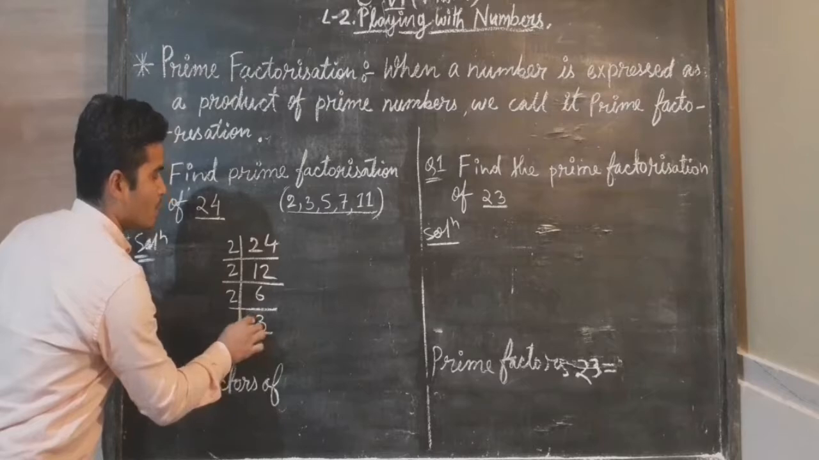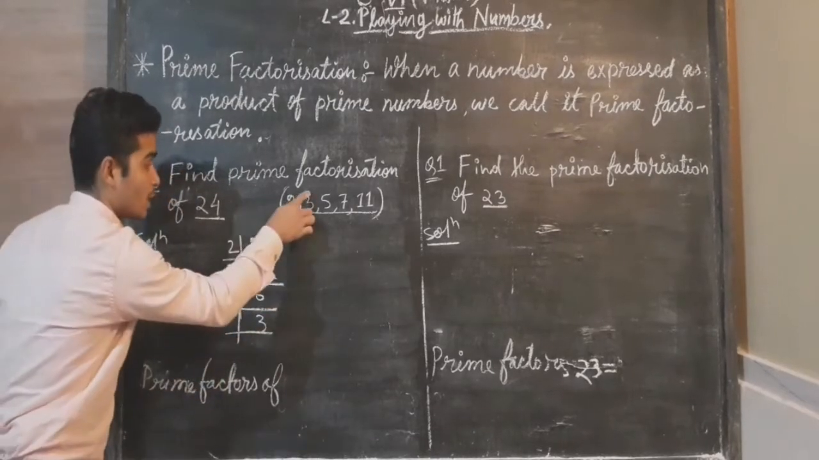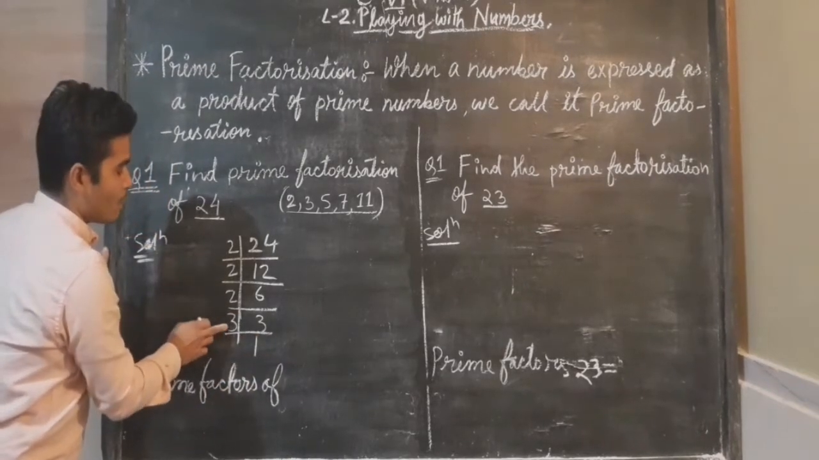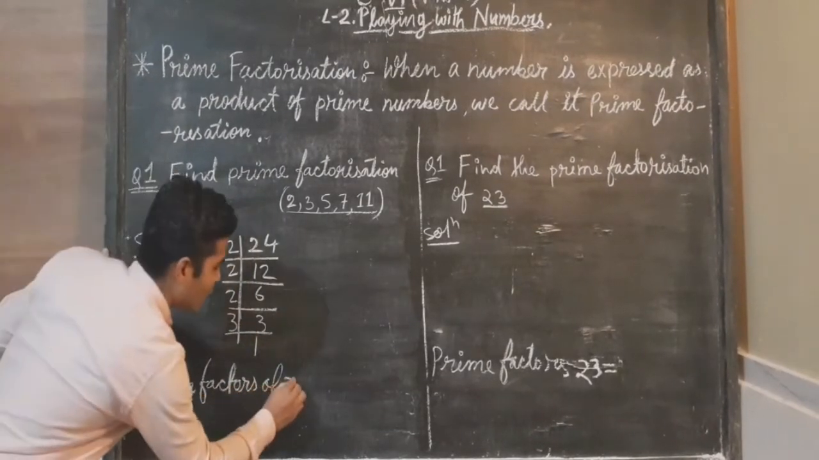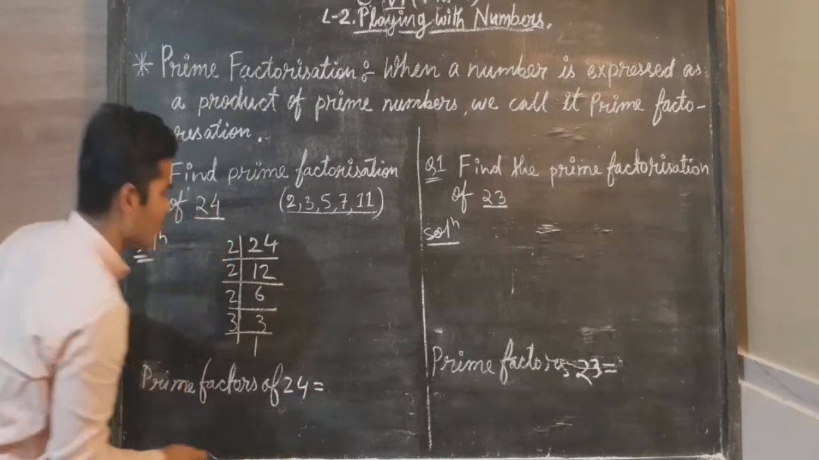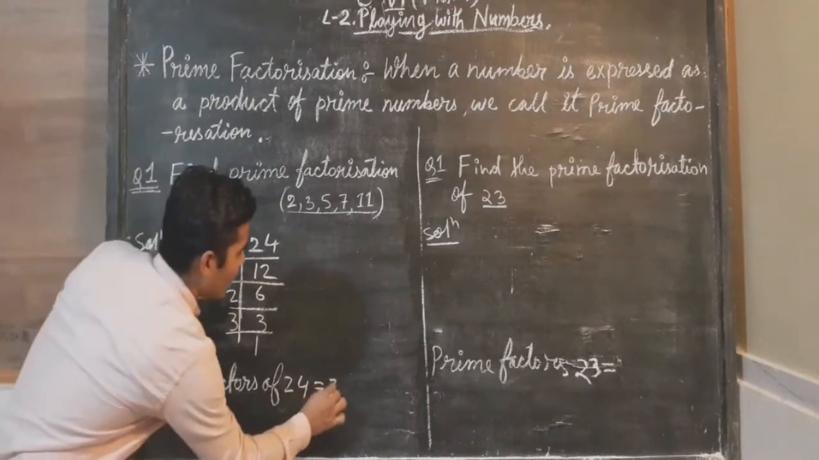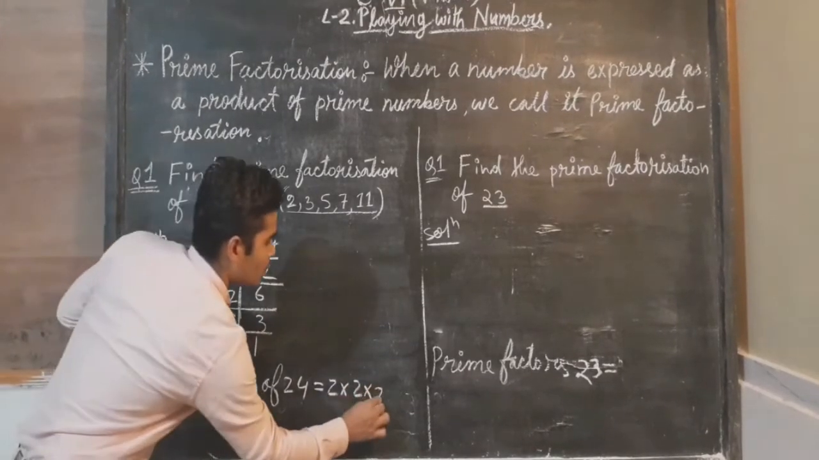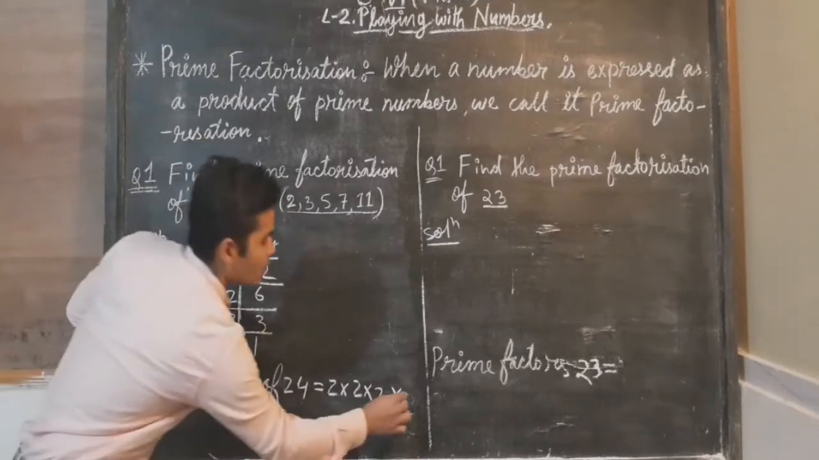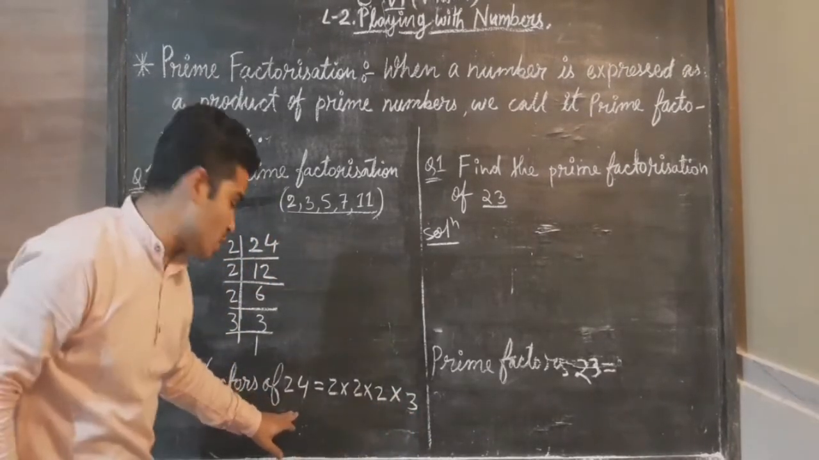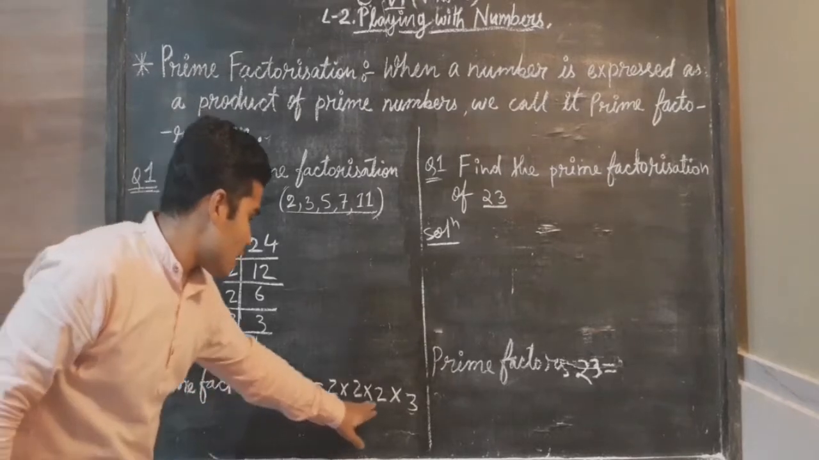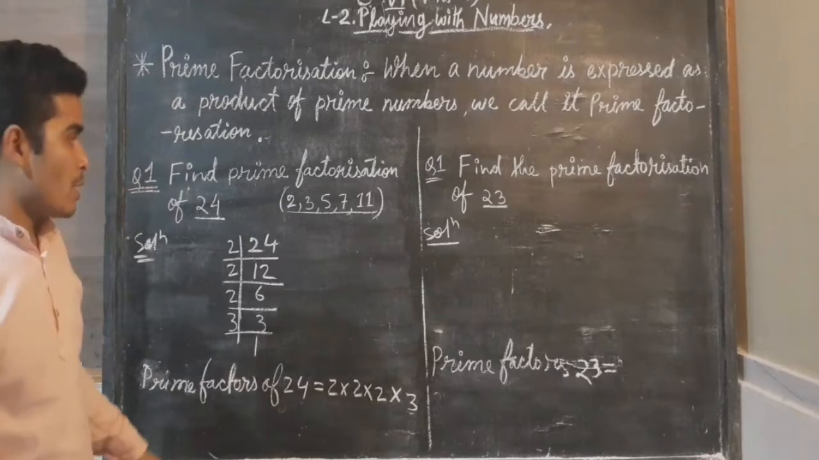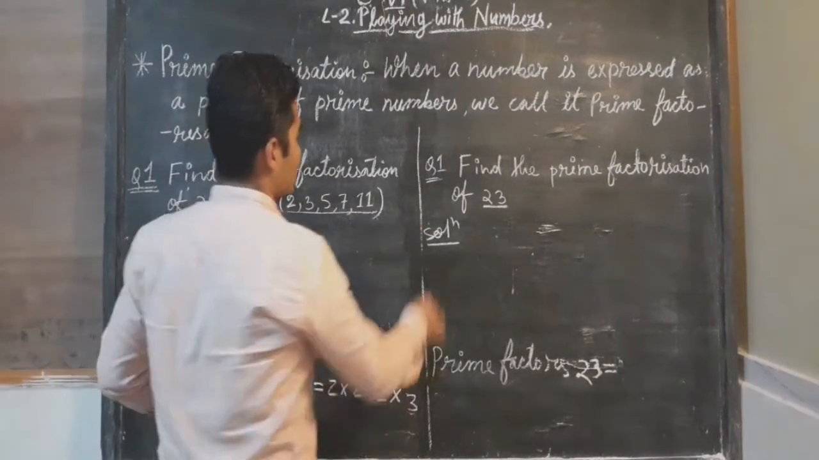So this number is not divisible by 2, so we will move to the next prime number, that is 3. So 3 1s are 3. So these are the prime factors of 24. So 24 can be expressed as the product of these prime numbers. So we will write 2 into 2 into 2, 3 twos are there, into 3, 1 three is there. So 24 is a composite number and it can be expressed as the product of prime numbers. Now let's move to the next question.